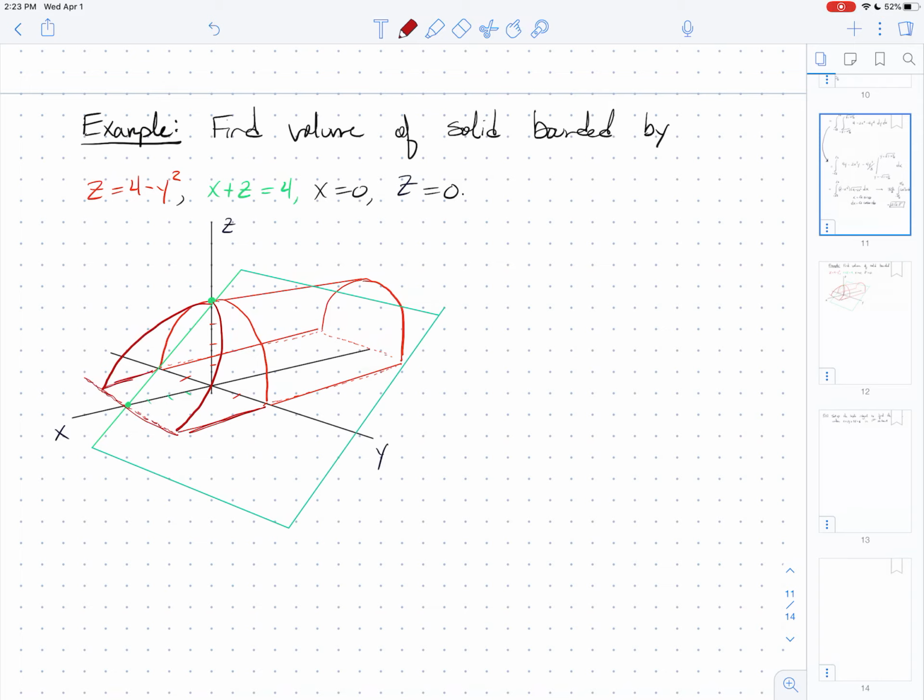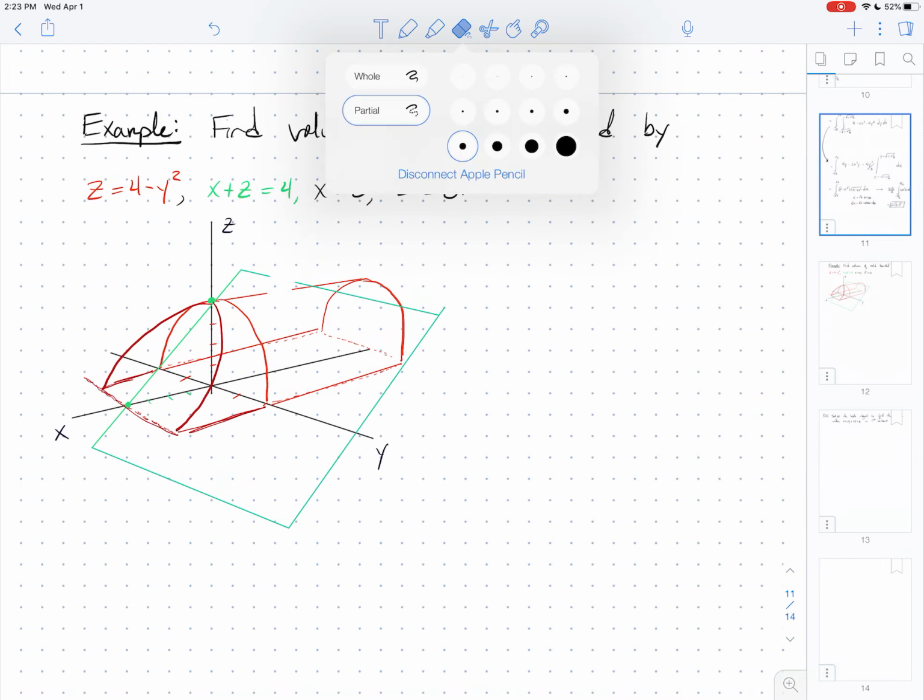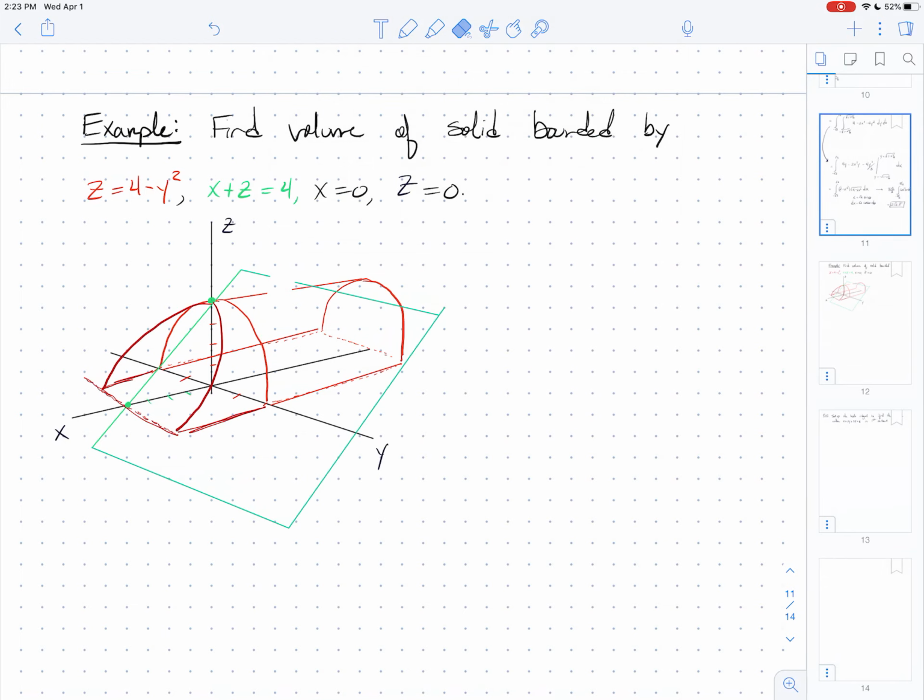It is actually quite a bit simpler than all this other stuff that I've drawn. I'm actually going to go in and erase a bunch of stuff. So let's make my eraser bigger, and we can erase. We don't need the cylinder back there. We don't need the plane. We're just going to erase a lot of this. And I'm left with this guy. This is my y-axis still.